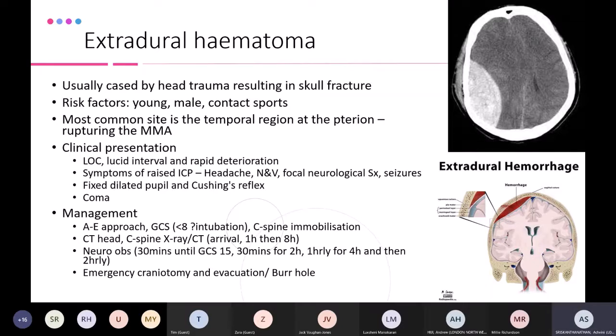And if it's an emergency and if there's any indication, then you can do emergency evacuation using a burr hole or a craniotomy.